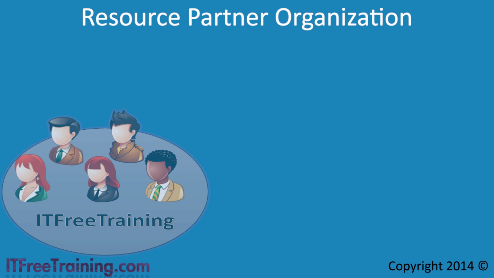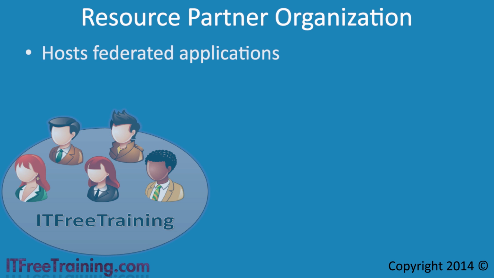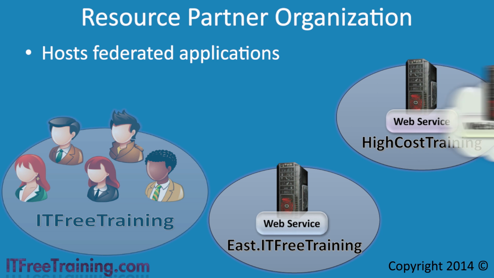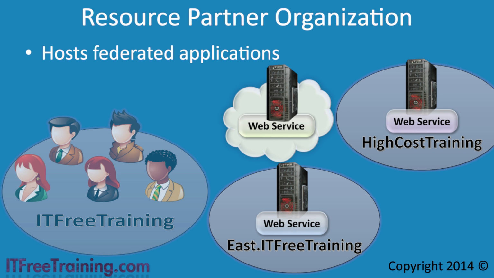These users access resources in the Resource Partner Organization. A Resource Partner Organization is simply an organization that hosts Federation applications. For example, these could be held in a child domain, an external business domain, or services in a cloud. The important point to remember is that a Resource Partner Organization allows users from an account partner to access services using web services. For example, a resource partner may have services like email or applications like Office that the user can access using web protocols.